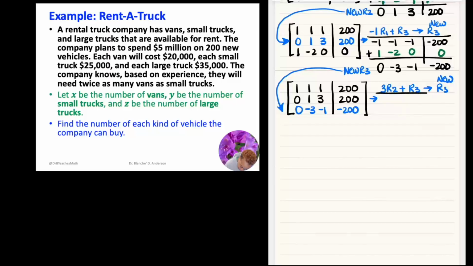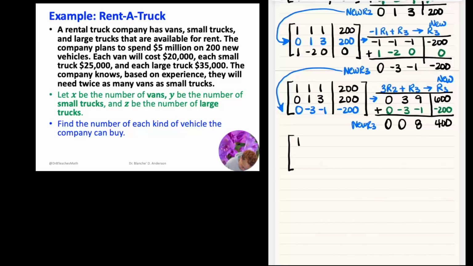So we have 3 times row 2. We have 3 times 0, 0. 3 times 1 is 3. 3 times 3 is 9. And 3 times 2 is going to be 600. And then our row 3 is this. We're going to add those together, and when we add those together, we get our new row 3. So we end up with 0, 0, 8, and 400. Perfect.